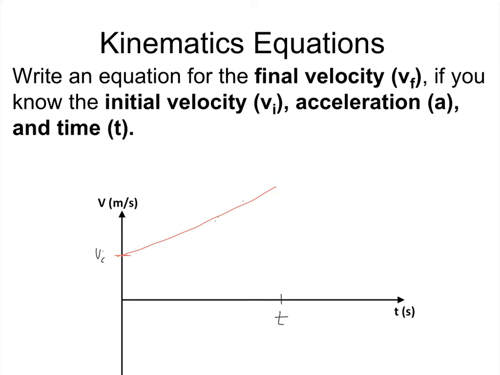So what I would focus on here is the fact that the acceleration, which we know, is our slope. So the slope of this line is equal to a. So that's where I'm going to start here. So we can say that the slope, which is a, is our change in y over our change in x.